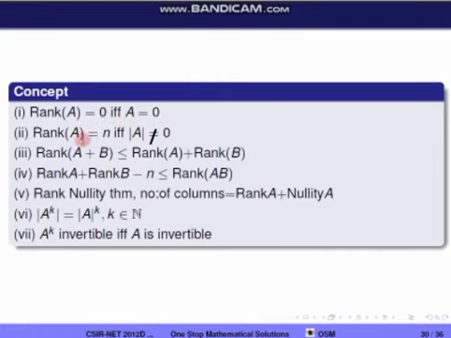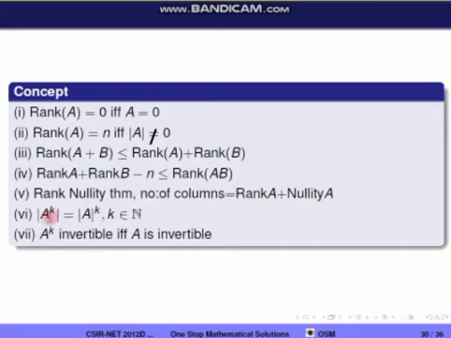Rank of A is equal to n if and only if determinant A is non-zero. Rank of A plus B is less than or equal to rank of A plus rank of B. Rank of A plus rank of B minus n is less than or equal to rank of AB. Rank nullity theorem states that number of columns is equal to rank of A plus nullity of A.